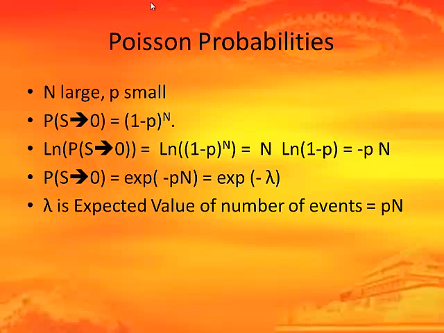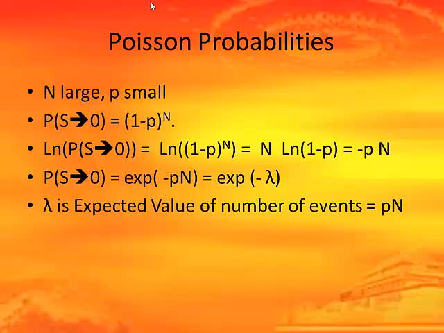You have 1 minus p multiplied by itself n times, so you can write this as a sum: log of 1 minus p plus log of 1 minus p plus log of 1 minus p, and so on, repeated n times, and so it becomes n times log of 1 minus p. Now the crucial thing is that we approximate log of 1 minus p by minus p, because p is small. This is the guarantee for the Poisson, that p is going to be very small. So in that case you get minus pn.